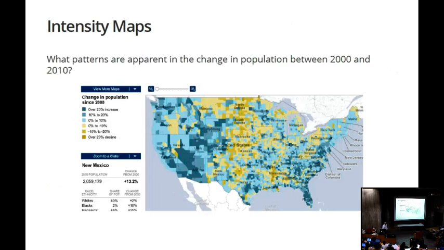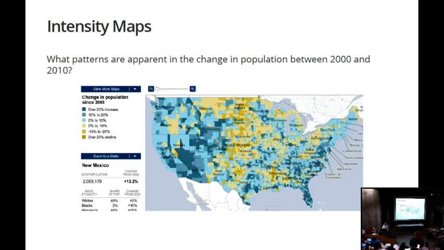What do you see in this map? We're just talking about intensity maps, just to introduce that this exists. This is a map of the United States with the change in population in a given county from the year 2000 to the present. If it's a dark blue color, it's a 10 or 20% increase. And if it's a yellow or a dark orangey yellow color, it's a 10 to 20% decline in population.